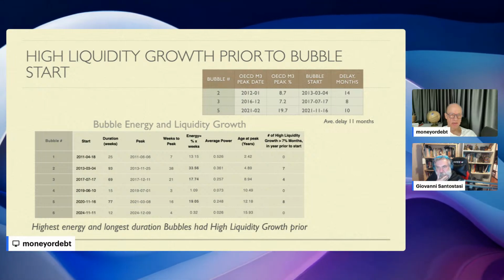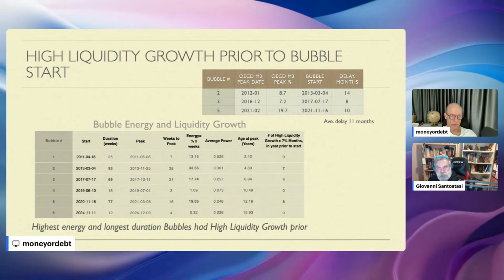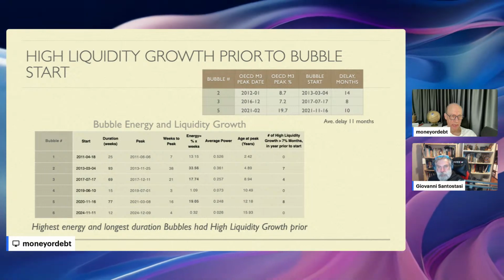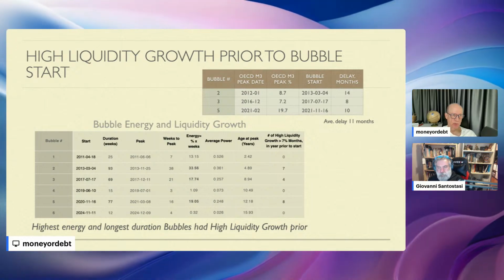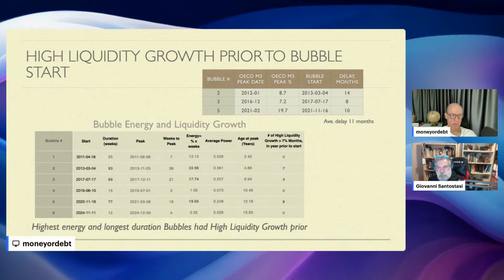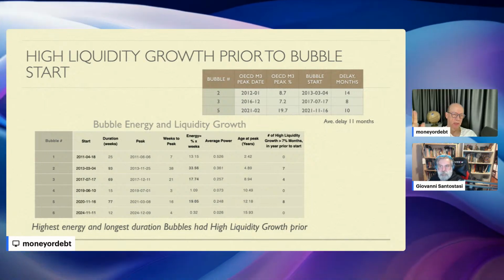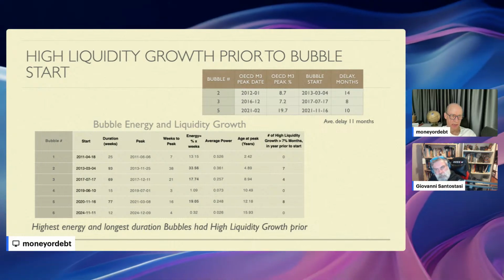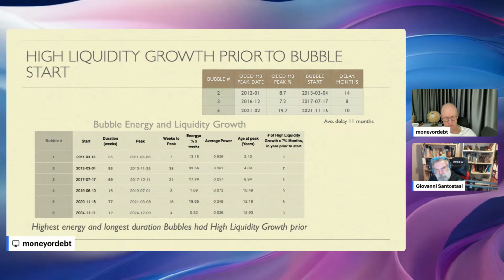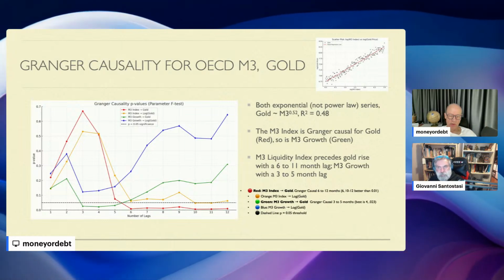And I show the peak date for the M3 liquidity, the peak of its growth, and then the bubble start, and then the delay in months. So what we see is that the delay times were respectively 14, 8, and 10 months. So about a year. The average delay was 11 months between when the OECD M3 liquidity index hit its peak and when the bubble started. And the start, again, is in those upper 40% of the residuals.